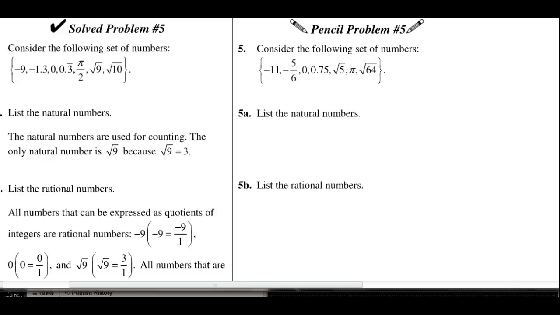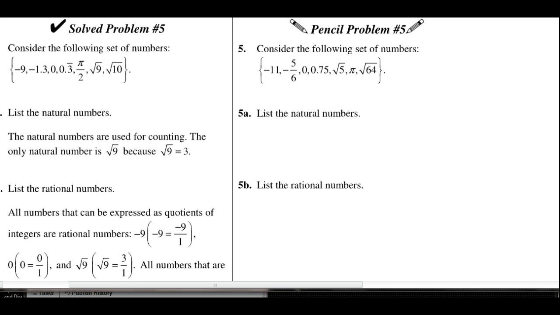So what are numbers that are not natural numbers? Well, any negatives, any fractions, any really irrational or funny numbers like pi, things like that. So if we look at our set above, at first it looks like there aren't any natural numbers. Negative 11, we can throw that out because it's a negative, so we can't count to it. 5 over 6 is a fraction, so that one's out too. 0, generally we start our counting numbers at 1, so that's not a counting number either. 0.75 is a decimal, so that doesn't work.